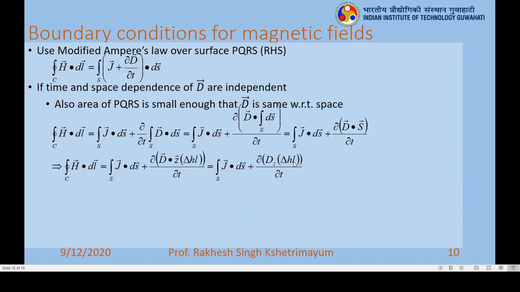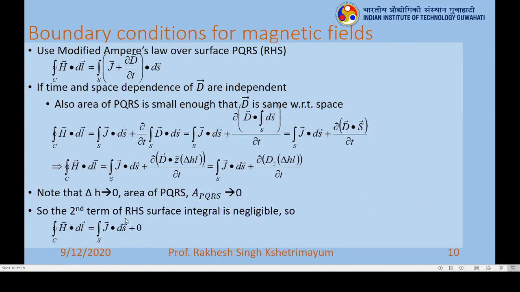But delta h was tending to 0. Don't forget that. When delta h is tending to 0, this term will be negligible. So what we have in the right hand side will be simply surface integration of J dot ds. What is J? J is the conduction current. So now there is one more confusion here about the J. So that's what I want to clarify in the next slide.